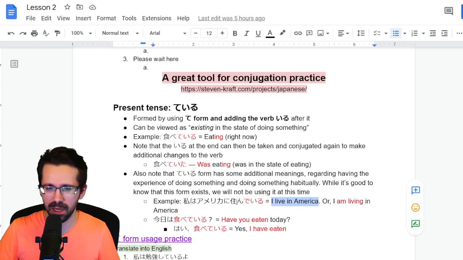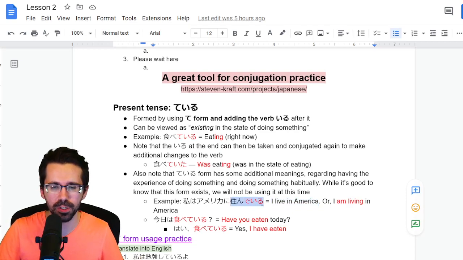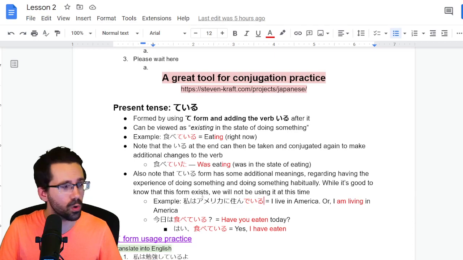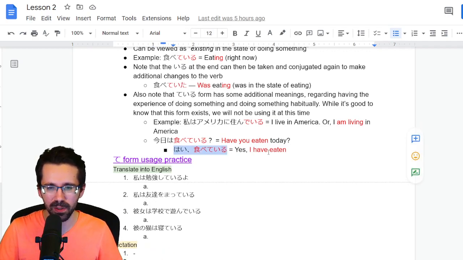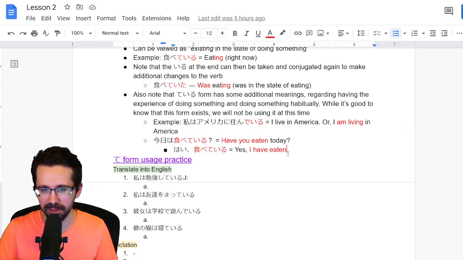And that's what I was talking about as kind of an adjective, this te iru form giving more information about the person. One more way of using this is a question like "Kyou wa tabete iru?" which could translate to "Have you eaten today?" Are you currently in the state of having eaten? And the answer could be "Hai, tabete iru," which would mean yes, I have eaten.